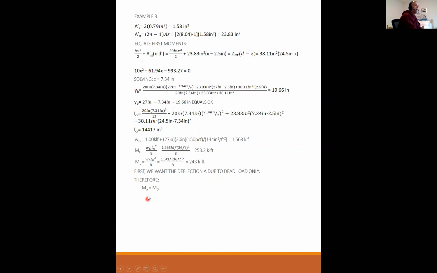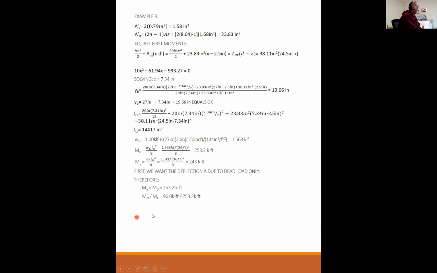Therefore, MA is equal to the dead load moment. Again, remember we talked about M sub A is the moment at whatever load stage that you're trying to calculate. So if we just want the deflection due to dead load, MA is equal to the dead load moment.